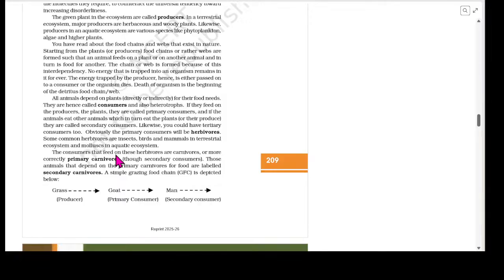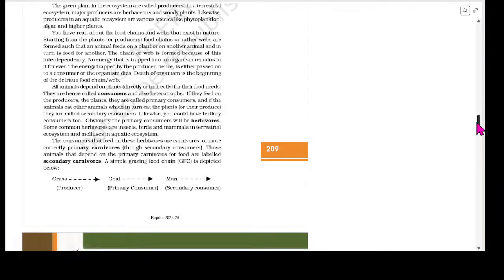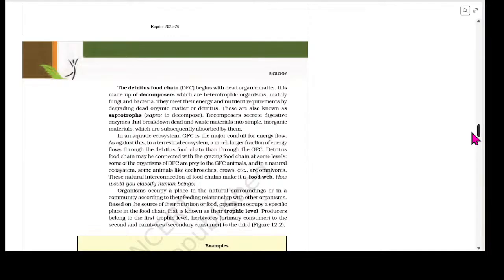The consumers that feed on these herbivores are carnivores, or more correctly primary carnivores, though secondary consumers. Those animals that depend on the primary carnivores for food are labeled as secondary carnivores. A simple grazing food chain or GFC is depicted below. It starts with grass as a producer, then energy goes into the goat as a primary consumer, then to the man, which is secondary consumer.